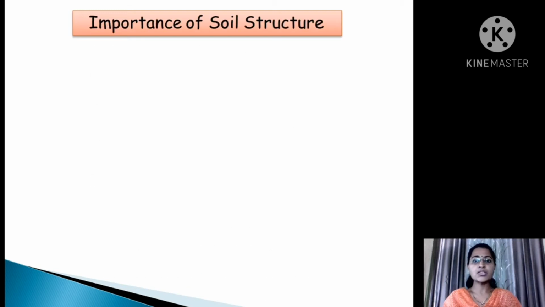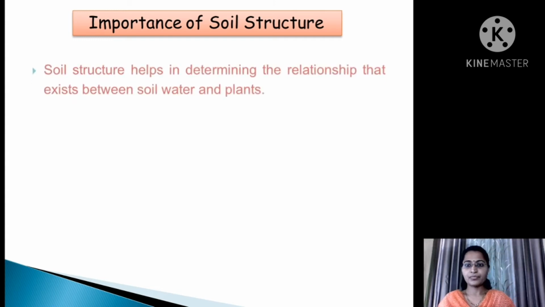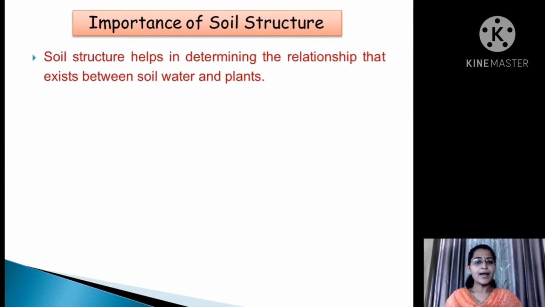Now we focus on our next point, the importance of soil structure. Why do we study soil structure? Soil structure helps in determining the relationship that exists between soil, water and plants.